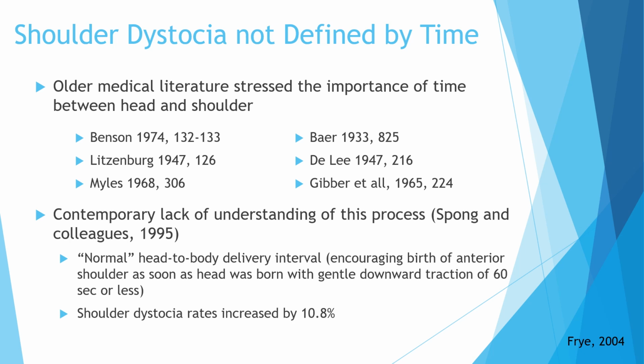Contemporary lack of understanding really affects this process. The normal, quote unquote, head to body delivery interval for midwives is a lot longer than it is for the medical community, especially if you're waiting for normal restitution, which is rare to be seen in the hospital setting. Shoulder dystocia rates do increase when you start making it about time versus intervention and the shoulders actively being stuck.